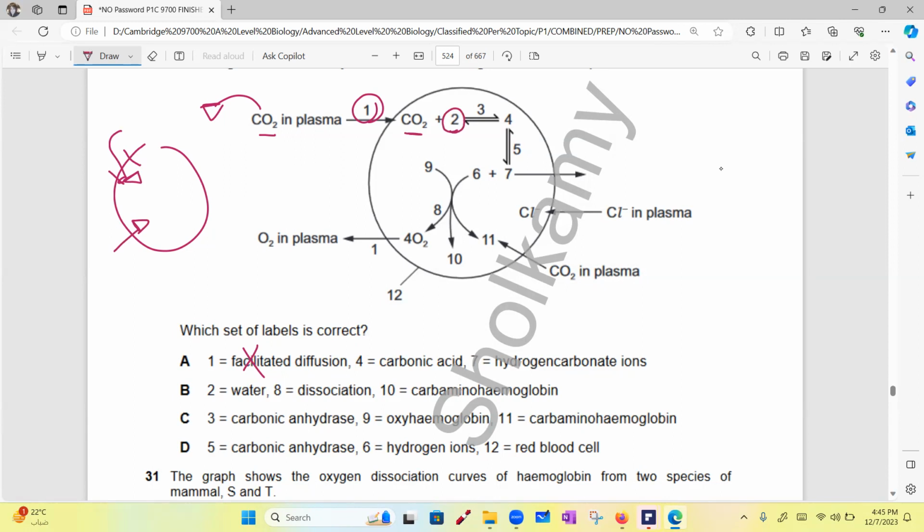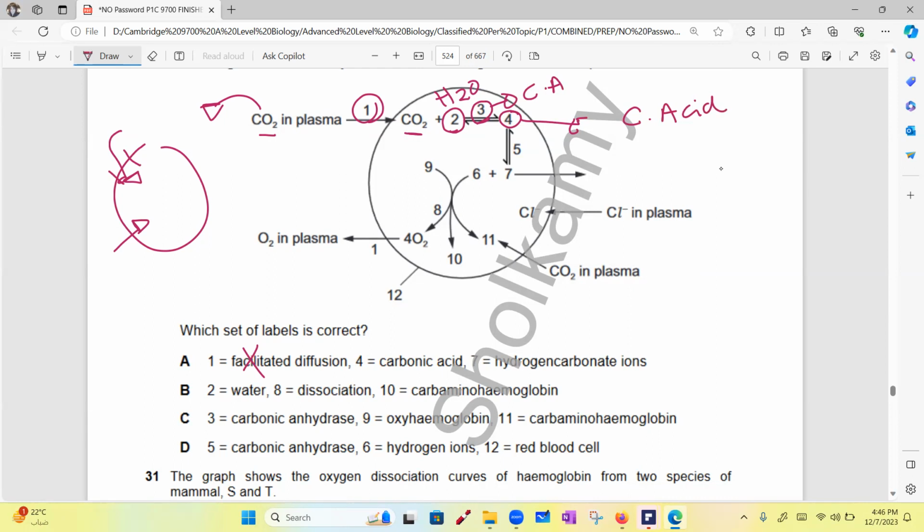What is 2? What does it react with? Reacts with water. Yes, correct. So 2 is water. 2 has to be water. In the presence of 3, in the presence of an enzyme, what is 3? The carbonic anhydrase. Correct. Good boy. To give me 4, what is 4? Carbonic acid. Excellent. Carbonic acid. Don't get confused, okay? You have carbonic anhydrase, carbonic acid.